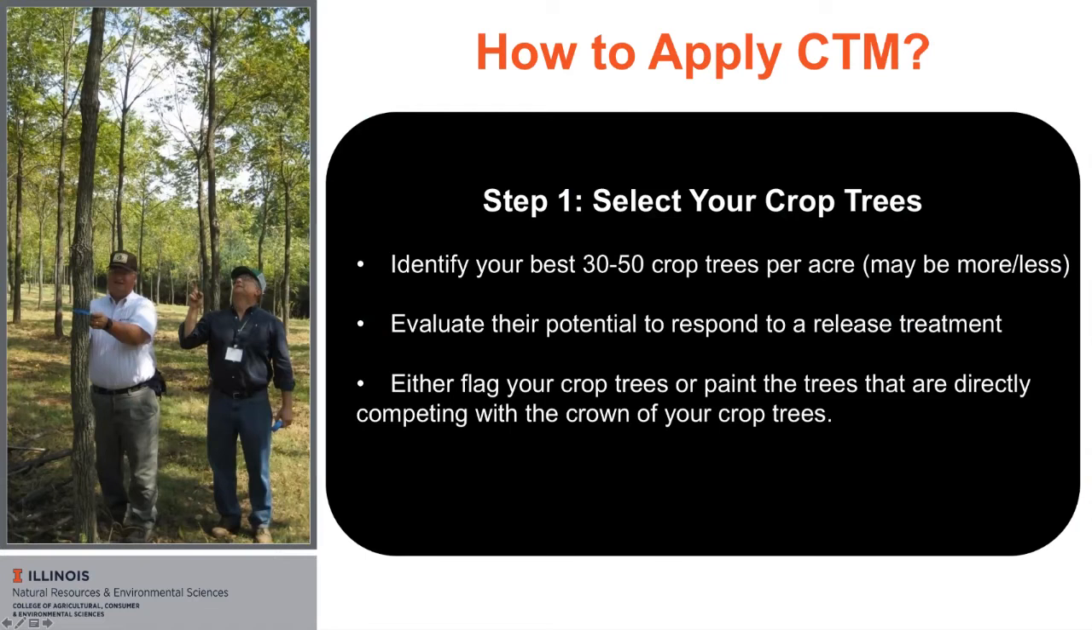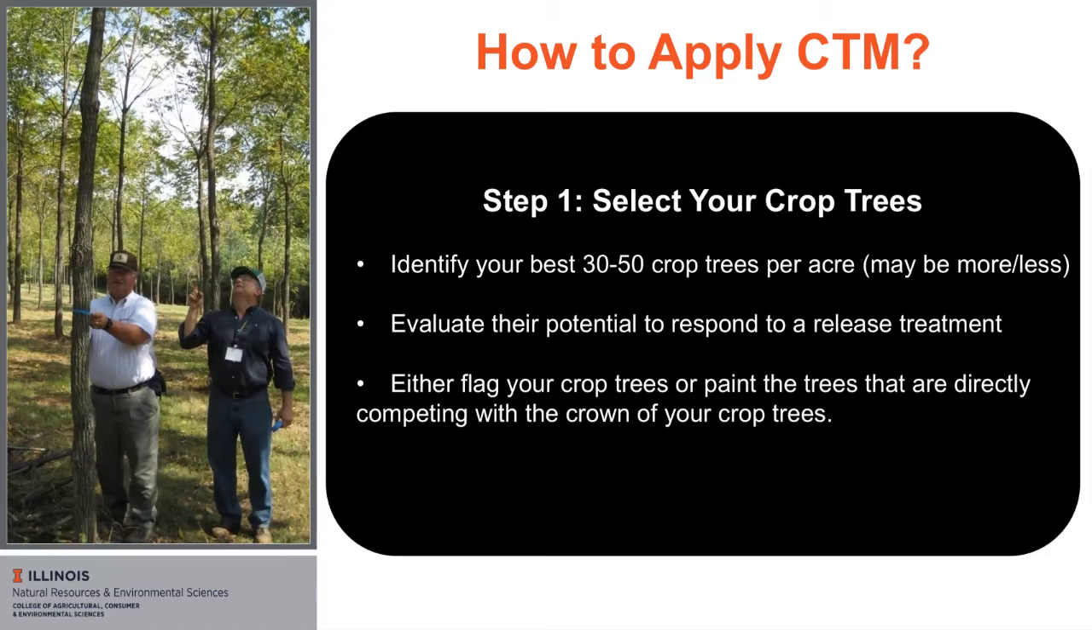So step 1 in the crop tree management process is basically identify your best 30 to 50 crop trees per acre. Obviously, that number may be more. You need to evaluate the crop tree's potential to respond to release. Trees that are suppressed, trees with ugly, nasty, small crowns, those are not great release potentials, okay? They're not going to release or respond well to increased sunlight. So you need to negate those from your crop tree selection criteria.